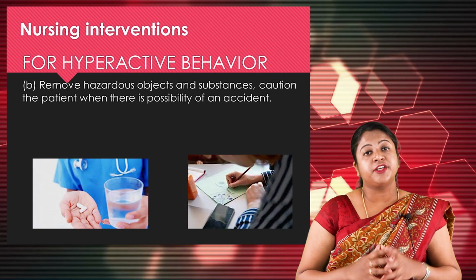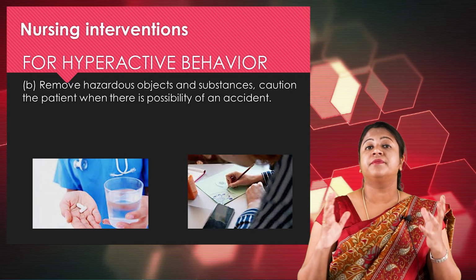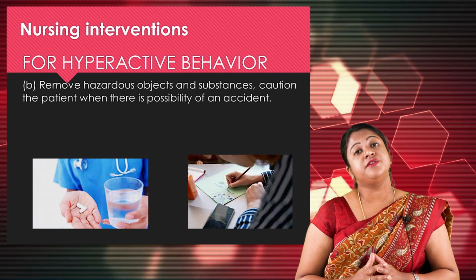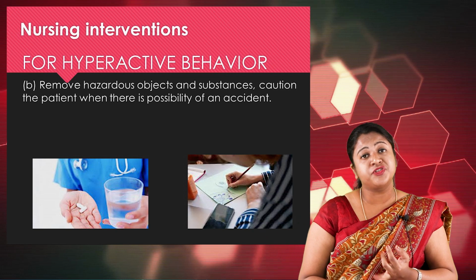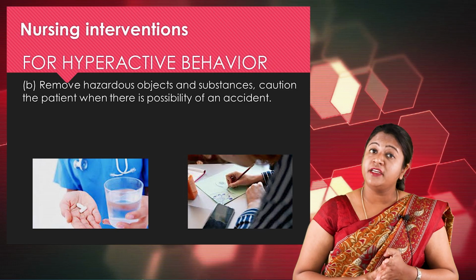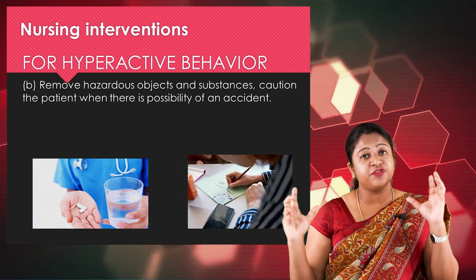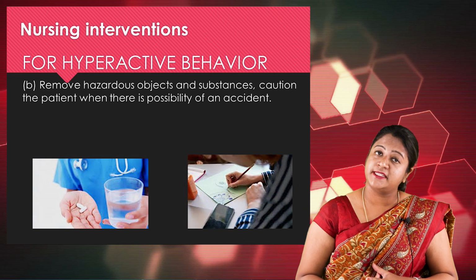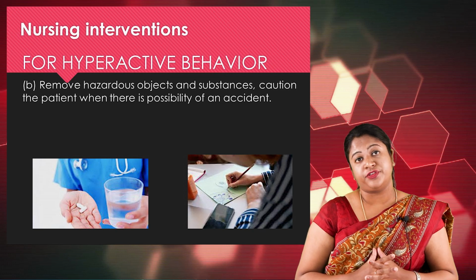Also, see to it that you remove the hazardous objects and substances from the patient's reach. Any kind of object, it can be glass items, sharp objects, or ropes, or anything which the patient can use to harm himself as well as others. Such kind of objects should not be placed near the patient, or within the access of the patient.